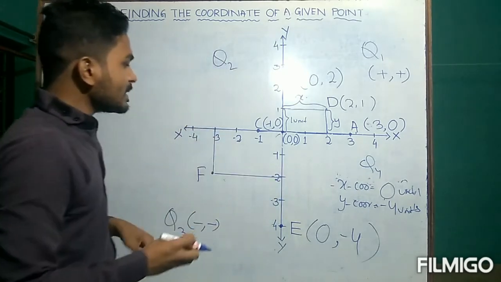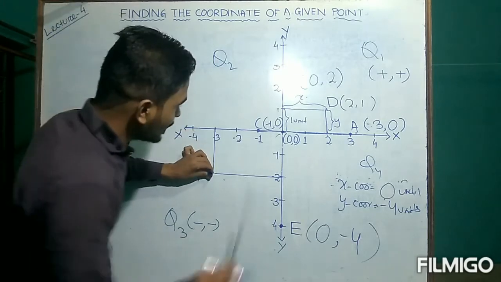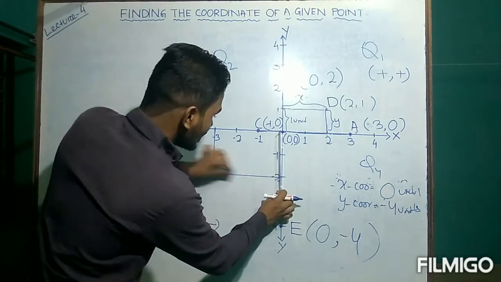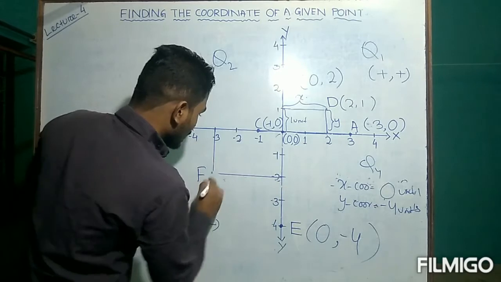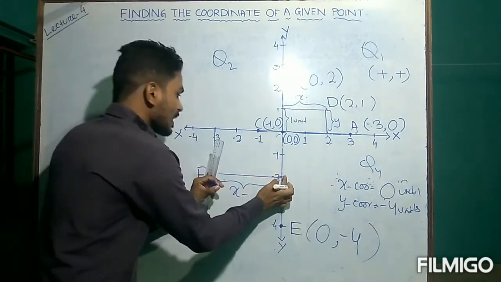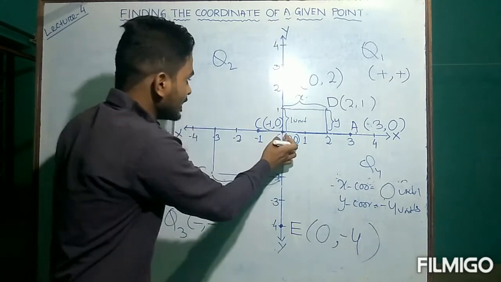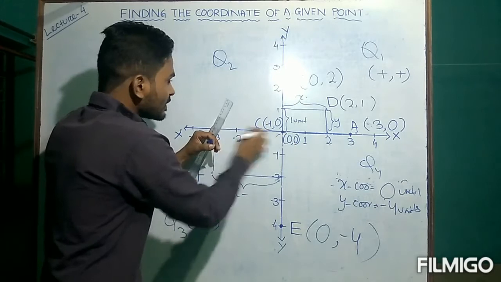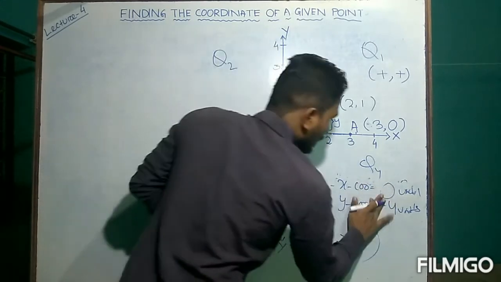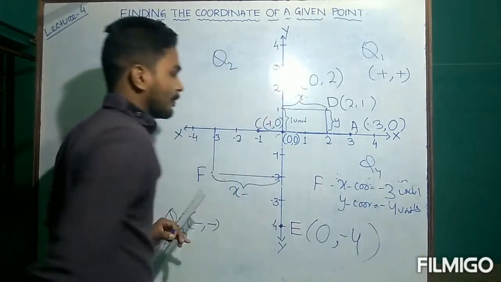So x coordinate means the perpendicular distance from the y axis. This is the point, this is the y axis, then this distance is your x coordinate. This distance is equal to this, and this much is equal to -3. See, 0, -3, -3 units. So the x coordinate is -3 units for point F.